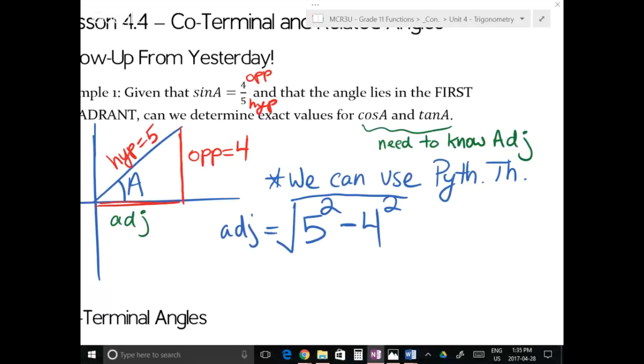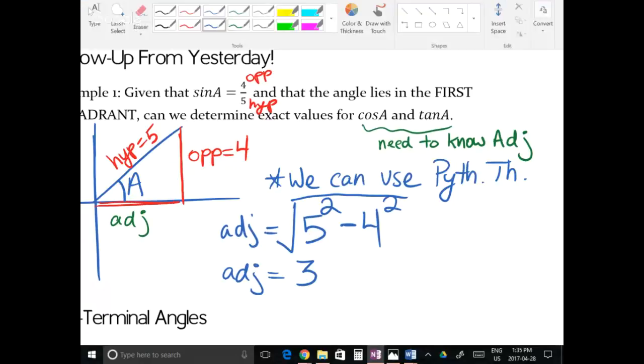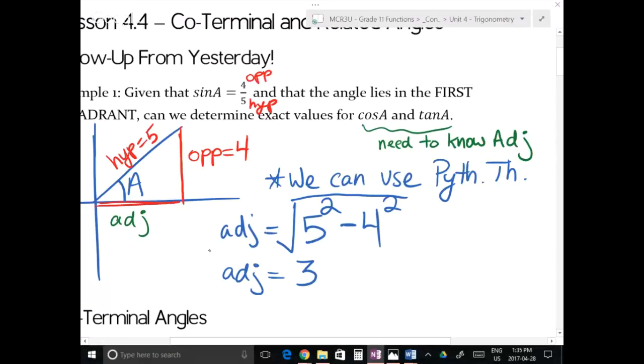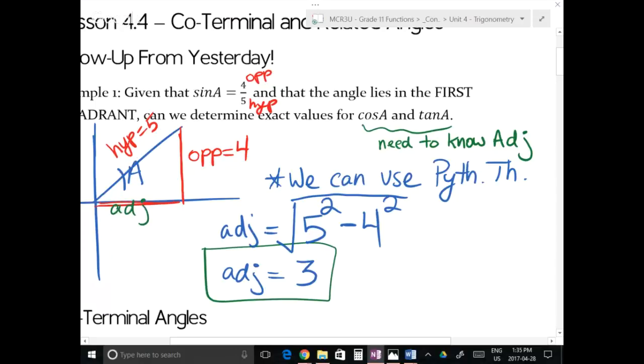Okay, and what do we get when we do this? I bet that somebody in this class can probably do this math in his head. What's the answer? Yeah, the adjacent is 3. Very good. Because 5 squared is 25, 4 squared is 16, 25 minus 16 is 9, square root of 9 is 3. Well done. Or maybe he remembered that 3, 4, 5 is one of the Pythagorean triplet patterns.